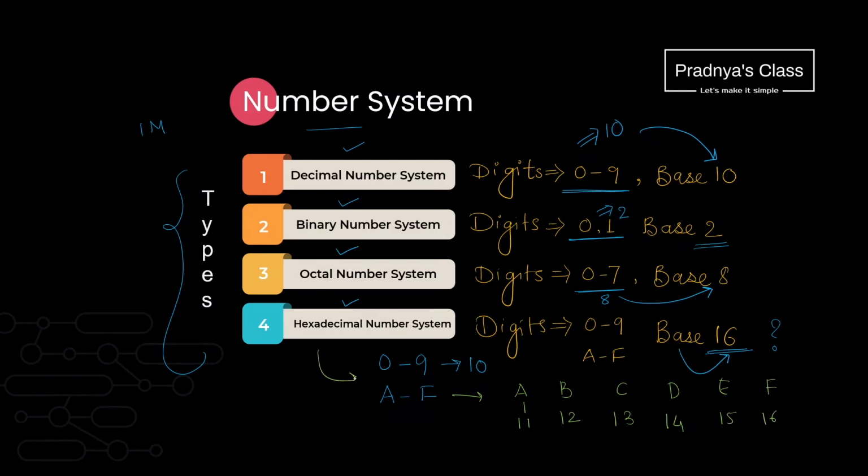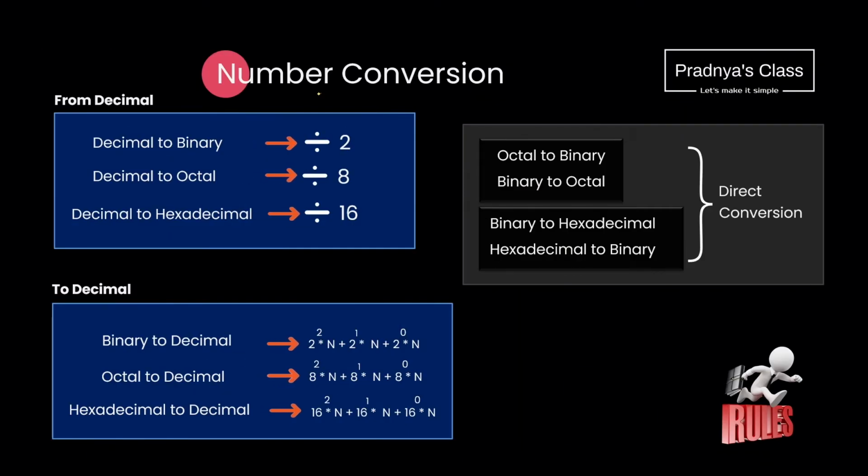So that was hexadecimal number system. So if you get question based on number system, write the digits available in that number system and the base of it. The most important topic in this chapter will be number conversion. There are total 10 conversions which I have divided into 3 sets to make it easy.